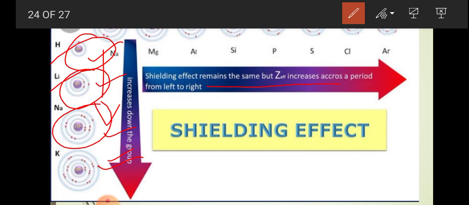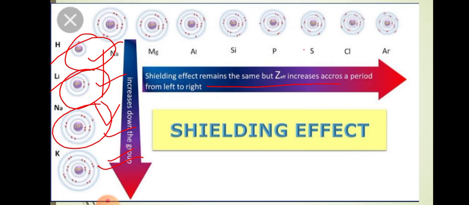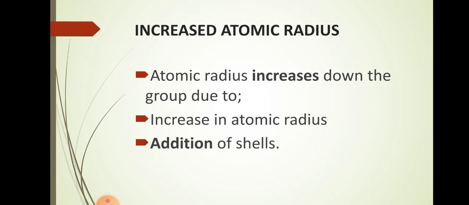And when we move from left to right, the shielding effect remains the same because the number of shells is the same. If you see on the screen, sodium, magnesium, aluminium, silicon, phosphorus, sulfur, chlorine and argon all have the same number of shells, so their shielding effect is constant. So the ionization energy will increase from left to right.